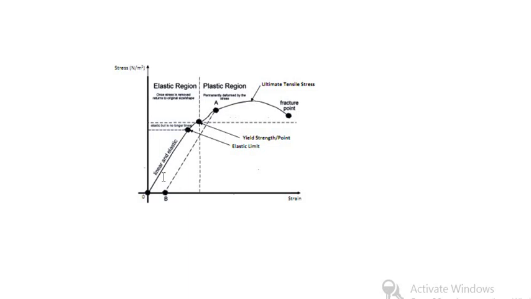So after the yield strength, the material enters the plastic region, which means that the deformation of the wire is permanent. For example, assuming this is a wire, yes. So in this case, we have explained all the sections in the previous diagram.